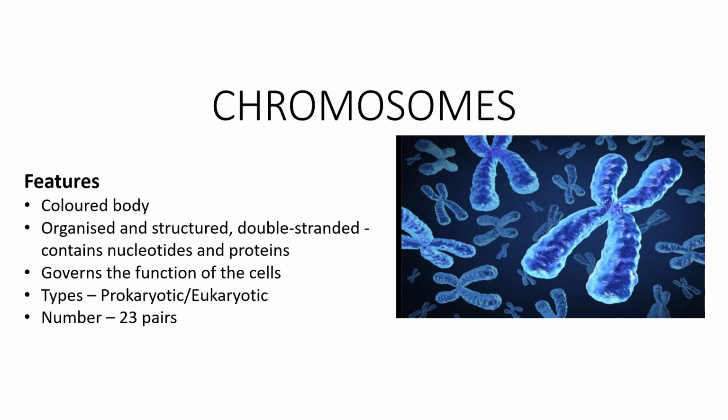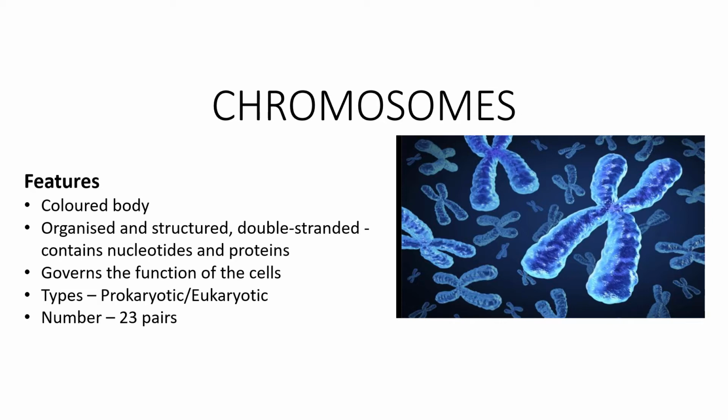What is the definition of a chromosome? A chromosome is a double-stranded, coiled structure which is wound around certain proteins called the histone proteins, which contains the DNA, and which in turn contains the genes which control and regulate the function within the cell.